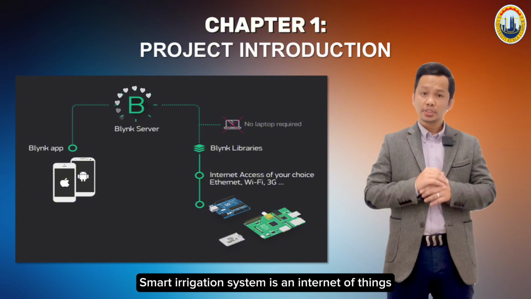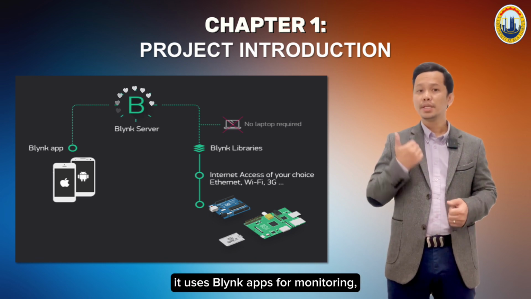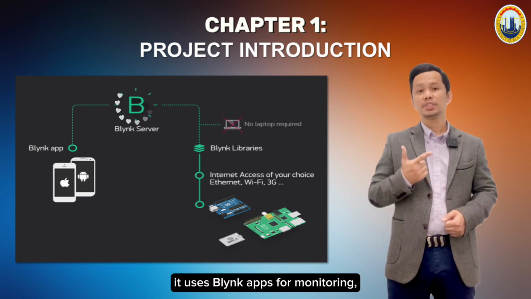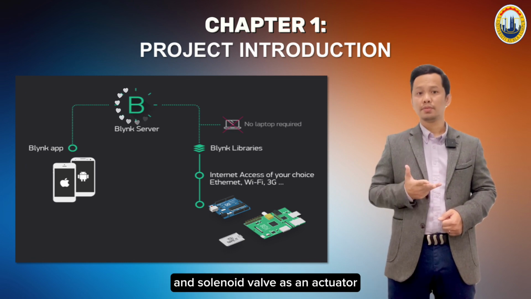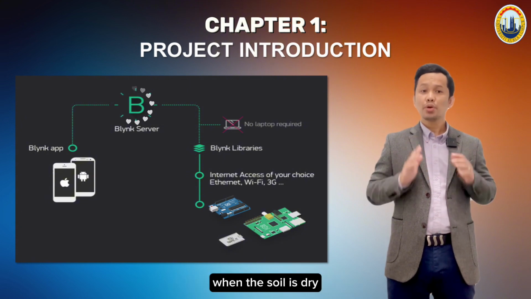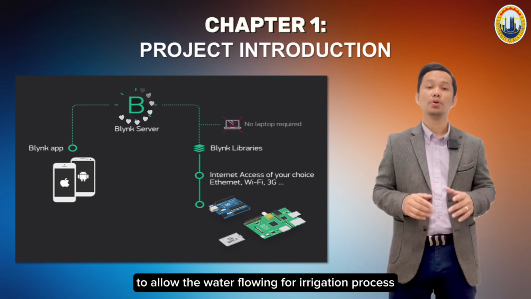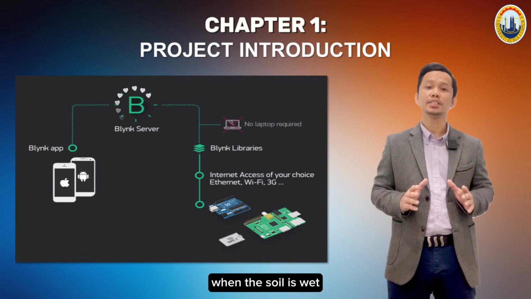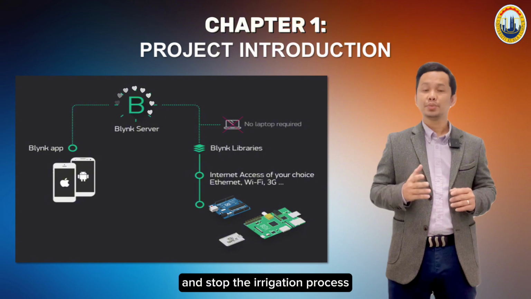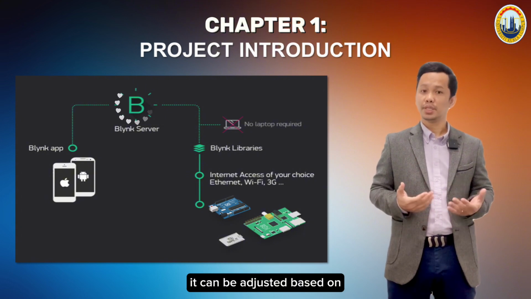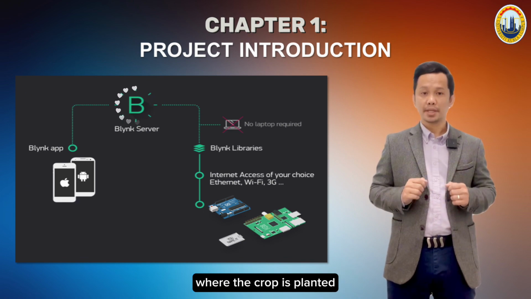Smart irrigation system is an Internet of Things IoT based project. It uses Blink apps for monitoring, ESP8266 Wi-Fi module as a controller, soil moisture sensor, and solenoid valve as an actuator. When the soil is dry, solenoid valve will open automatically to allow the water flowing for irrigation process. When the soil is wet, the solenoid valve will turn off and stop the irrigation process. It can be adjusted based on humidity level required on the soil where the crop is planted.